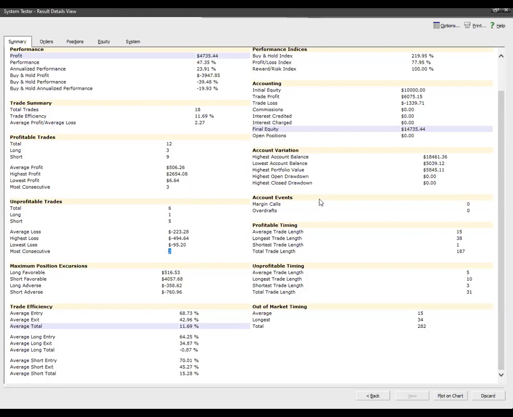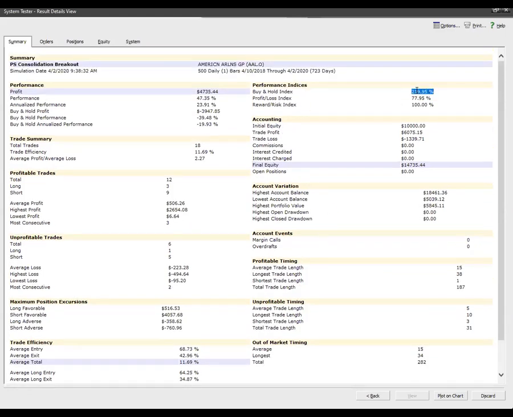Comparing that to buy and hold, we were 200% better, 220% better. Our profit loss index was 80. This number goes from minus 100 to plus 180 is great. Our risk reward index was about 100. So it also goes to minus 100. So 100 is perfect.